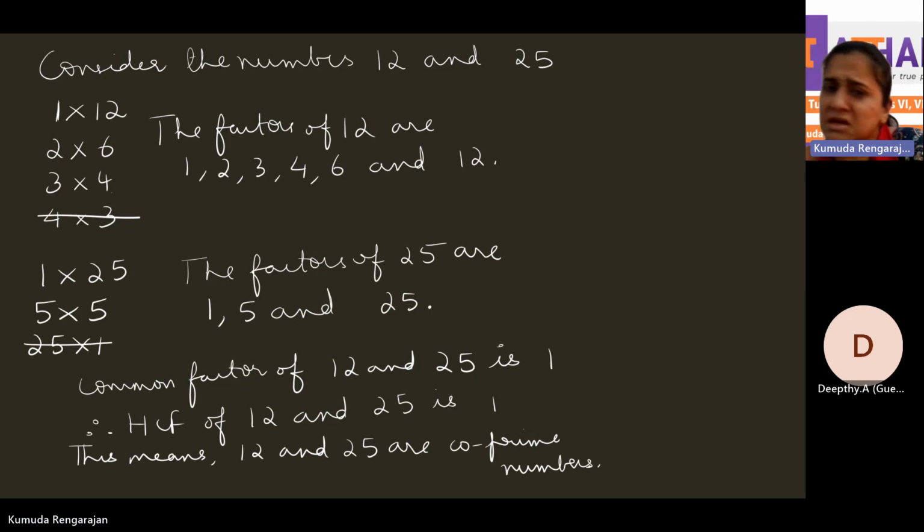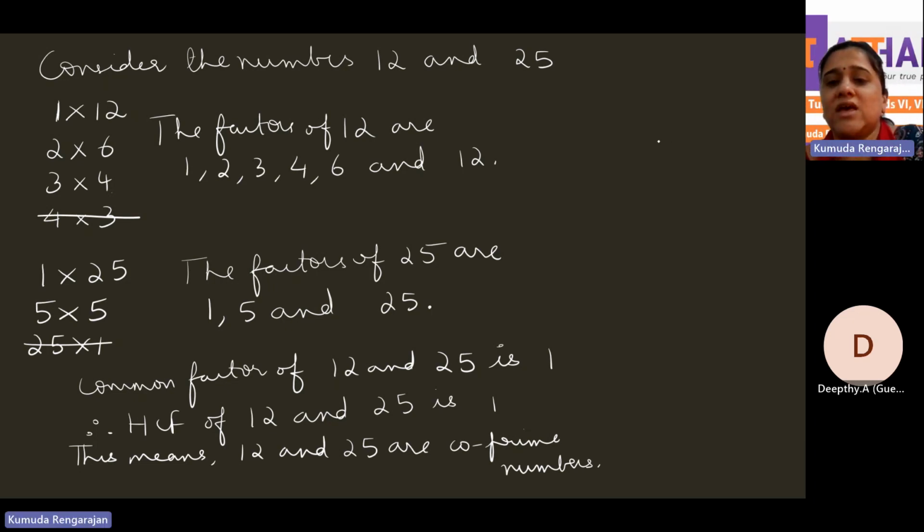For more numbers, the same procedure: you should find the factors of all the numbers and all of them should have only 1 in common, nothing other than 1. But for your standard, it will only be for 2 numbers. So you understood this now. Write the factors of the given numbers, 12 and 25, and see the common factors. Here only the factor 1 is common between 12 and 25, which means the highest common factor itself is 1.